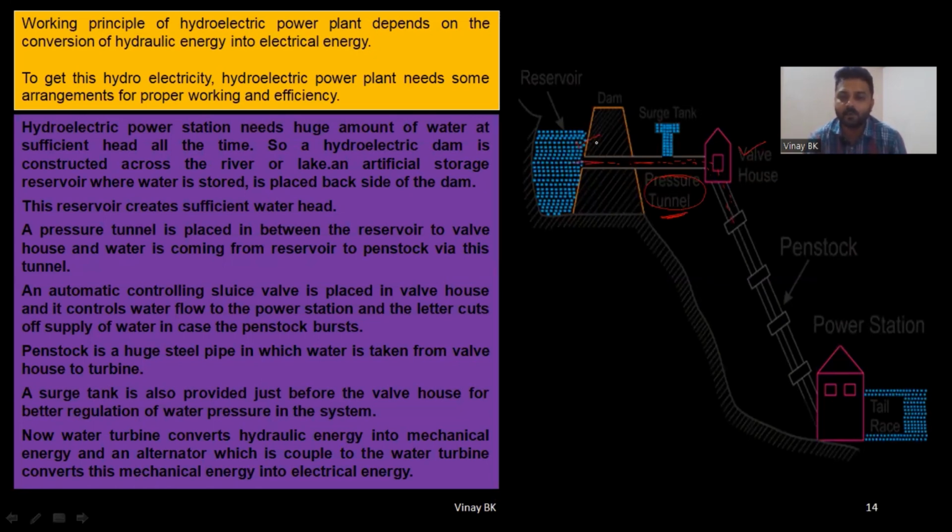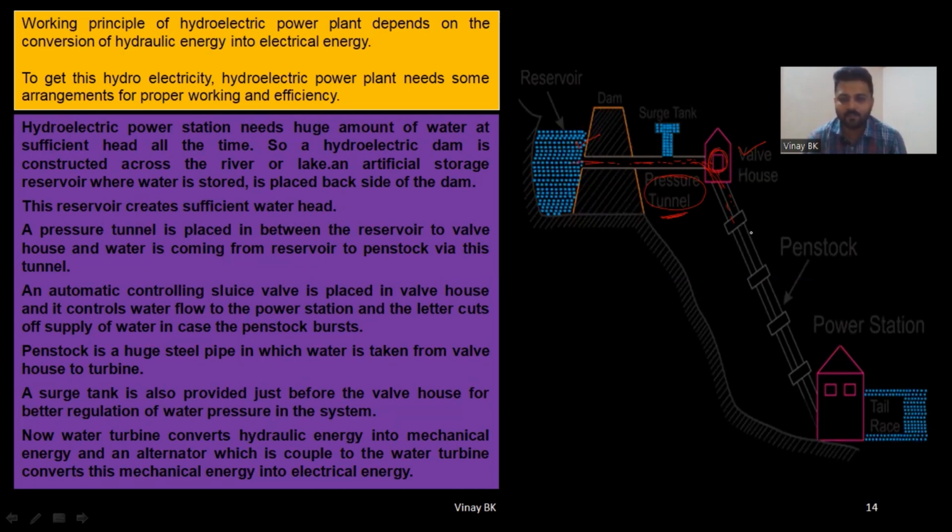Okay, and there is one automatic controlling valve called the sluice valve that will be placed in a valve house. Here they'll be placing one sluice valve, and what it will do, the valve house has a sluice valve, so that the valve house controls the water flow to the power station. So it will be controlling the water flow to the power station, and later cuts off the supply of the water in case the penstock bursts. Suppose if the penstock bursts, it will automatically close the valve.